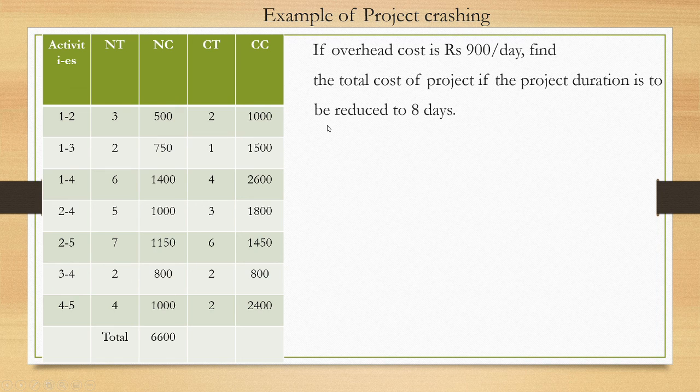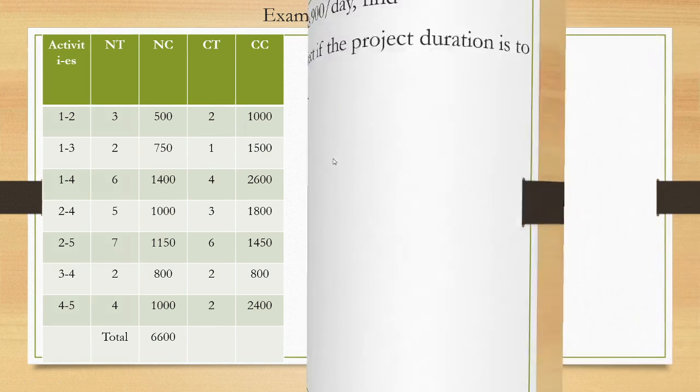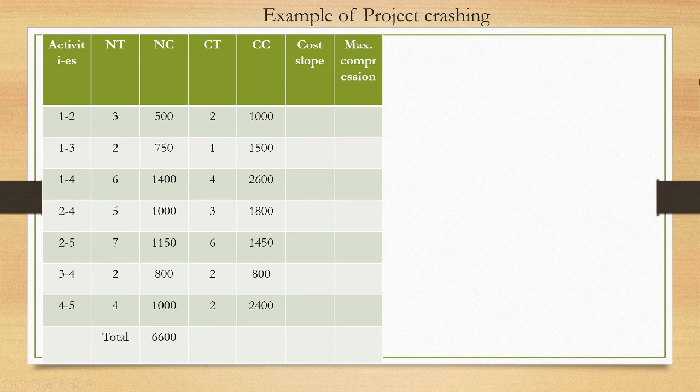So for project crashing, first of all, you have to find out what the cost slope is and what the maximum compression is. So let's see how to find them. What is cost slope? As you know, cost slope is equal to crash cost minus normal cost, divided by normal time minus crash time.